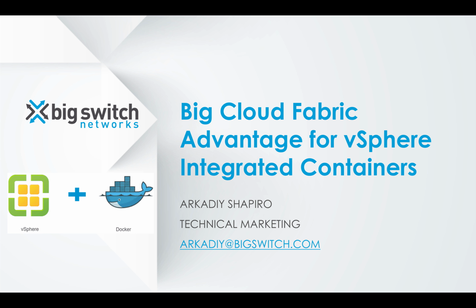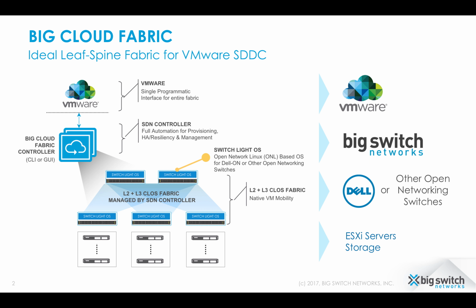Hello! In this video, I will describe the advantages of deploying and operating vSphere Integrated Containers on top of BigCloud Fabric. BigCloud Fabric brings simplicity and agility to data center networks through a controller-based, software-defined networking solution. The fabric is based on a leaf-spine architecture with open networking hardware running Switch-Lite operating system.